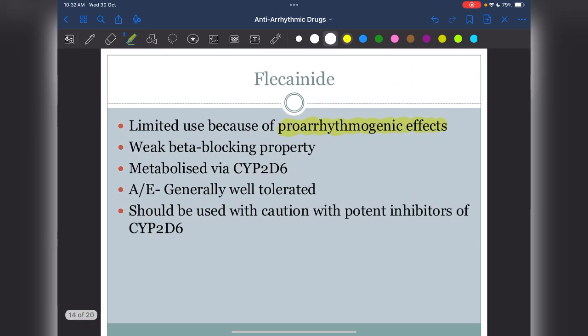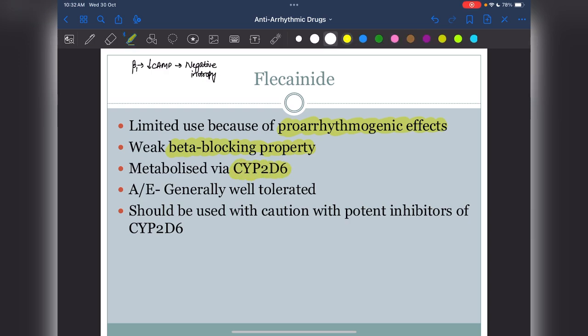And why do they have negative inotropy? Because of a weak beta blocking property. And we know what beta blockers do. If you block beta, ultimately beta 1 blockade will decrease cAMP and will lead to negative inotropy. Okay, these are metabolized by CYP2D6.